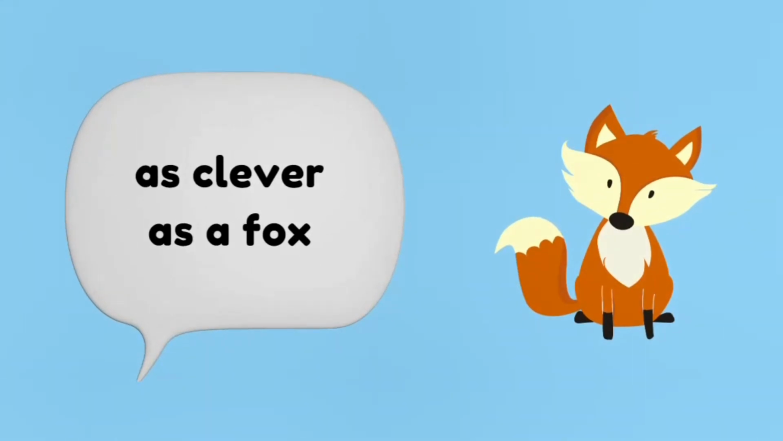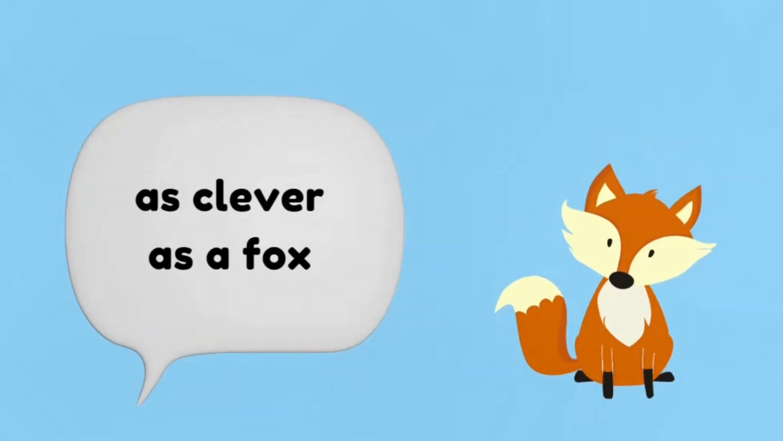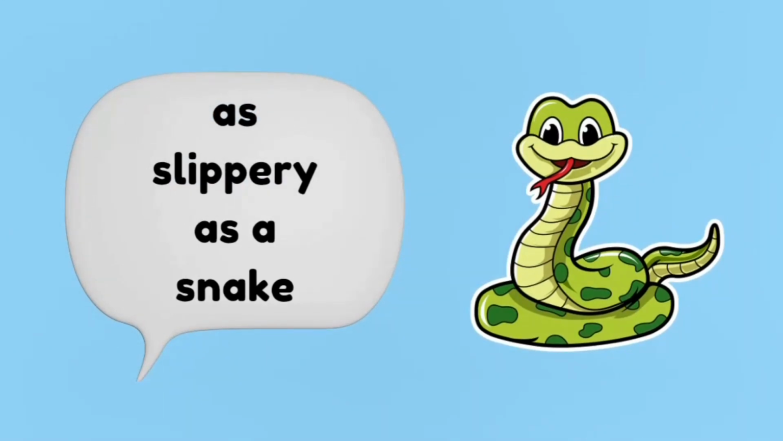Next is as clever as a fox. This is again a very common simile. If someone is clever, you simply say he is as clever as a fox. It means he's very clever. Another one is as slippery as a snake. And I hope you can understand what it means, right? Similes are very simple and easy to use, but if you use them, they will give an edge to your writing or your kids' or students' writing.